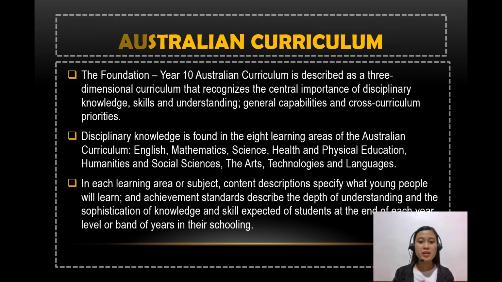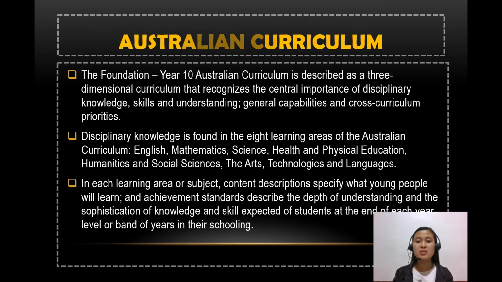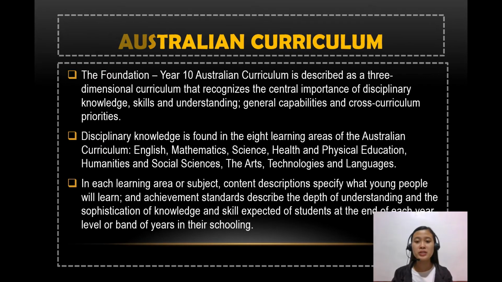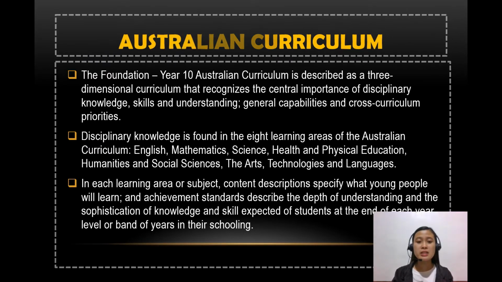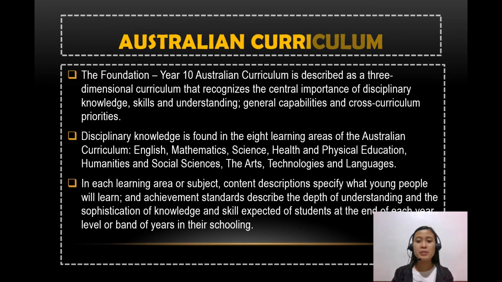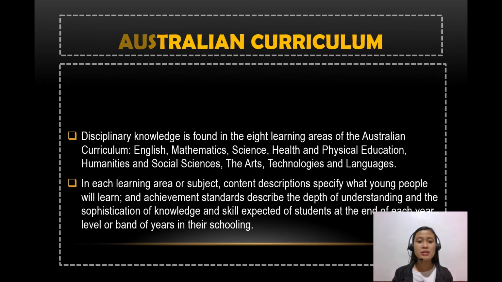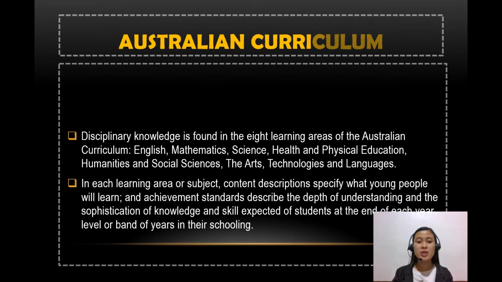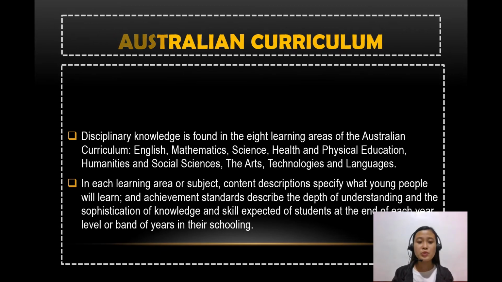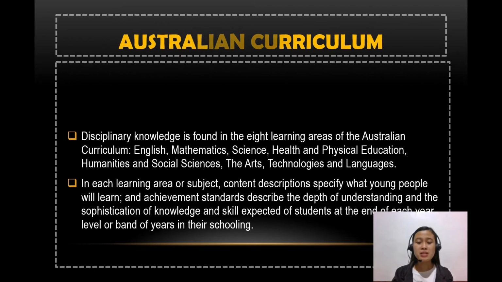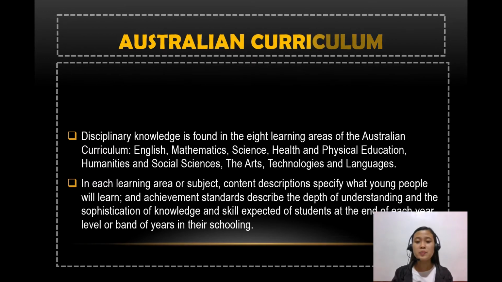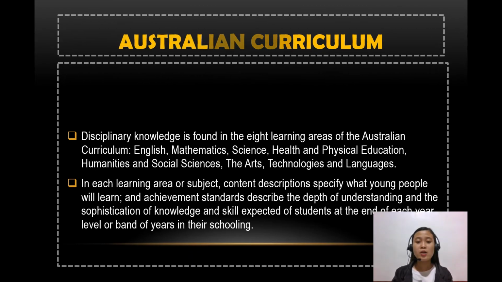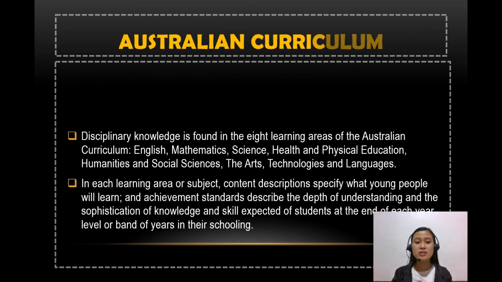The Foundation to Year 10 Australian curriculum is described as a three-dimensional curriculum that recognizes the central importance of disciplinary knowledge, skills and understanding, general capabilities, and cross-curriculum priorities. Disciplinary knowledge is found in the 8 learning areas of the Australian curriculum. This includes English, mathematics, science, health and physical education, humanities and social sciences, the arts, technologies, and languages.